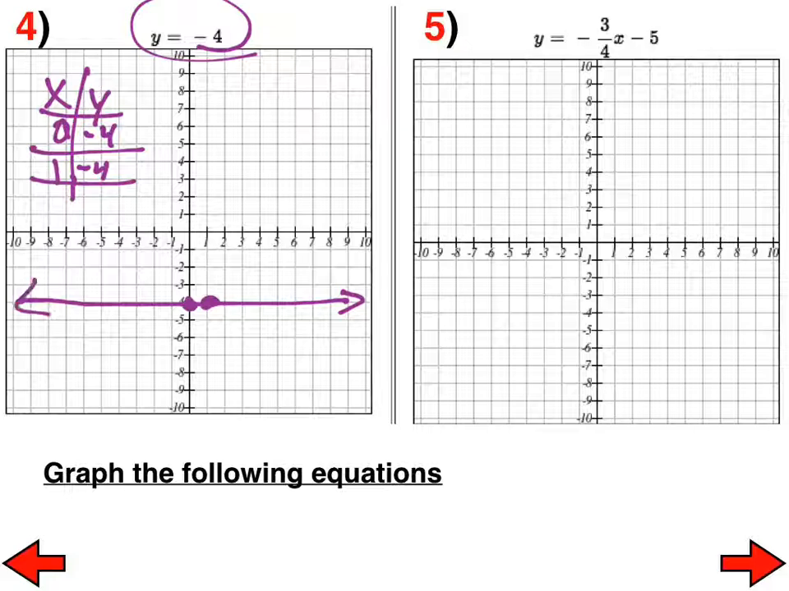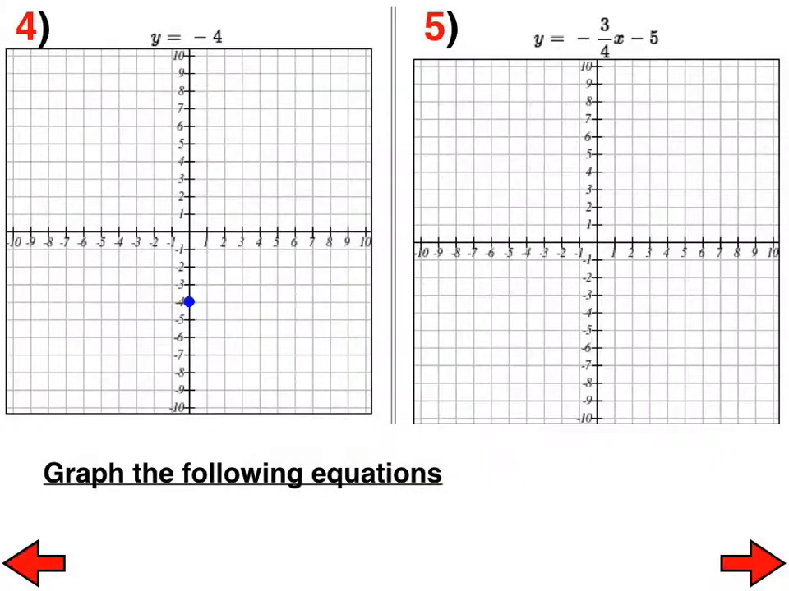By the way, what's the slope of that line? What is it? 0. It's 0. Thank you. All horizontal lines have a slope of 0. All right.